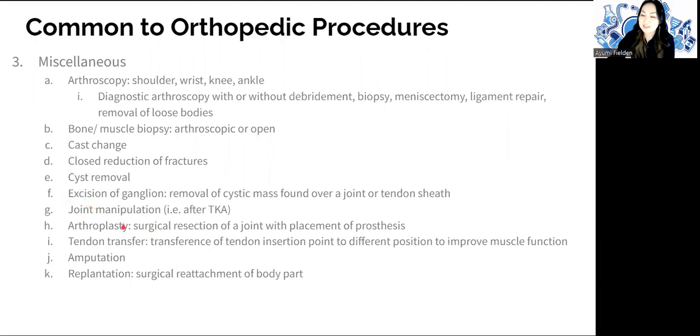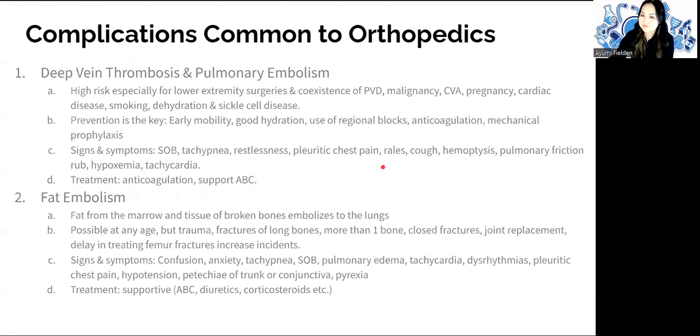Arthroplasty is a surgical resection of a joint with replacement with a prosthesis. Tendon transfer is the transference of a tendon and insertion point to different positions to improve muscle function. They could be amputating, and replantation could happen if the body part needs to be reattached.